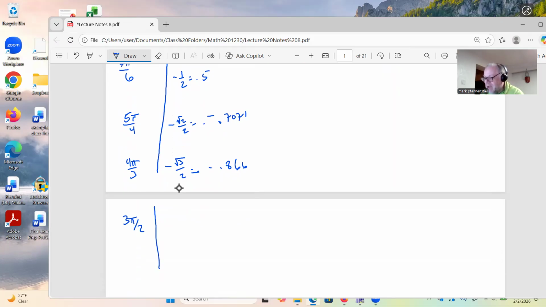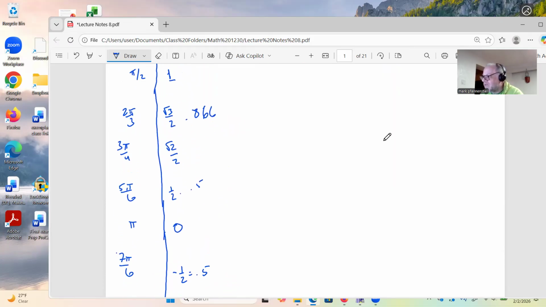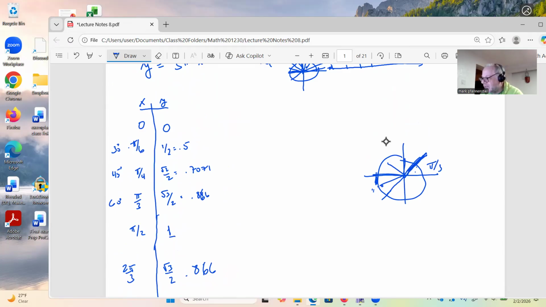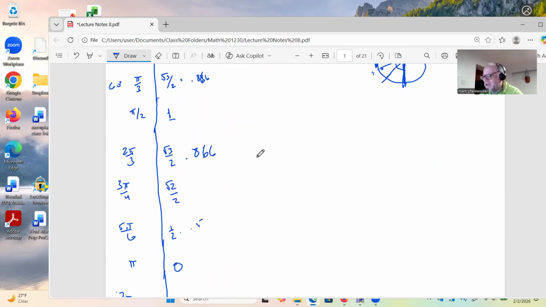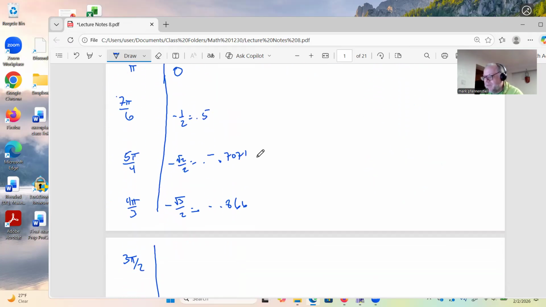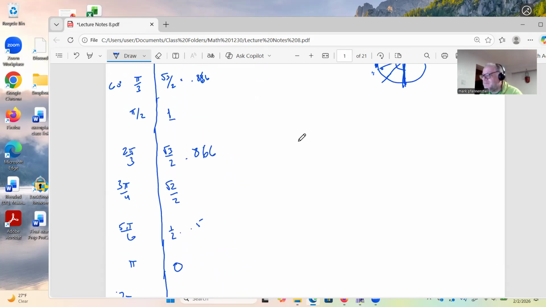And then finally, the next angle that we really care about is 3 pi over 2. The sine of 3 pi over 2: we're facing straight down. My y value for that is just negative 1, because it's kind of like 90 degrees, that's the reference angle, I suppose. But we're going to be there at negative 1. Now let's start plotting this.